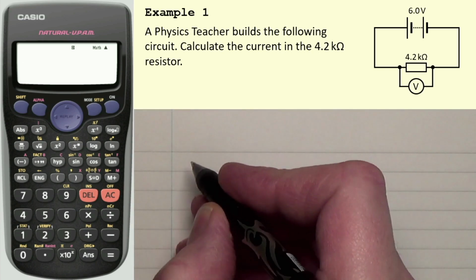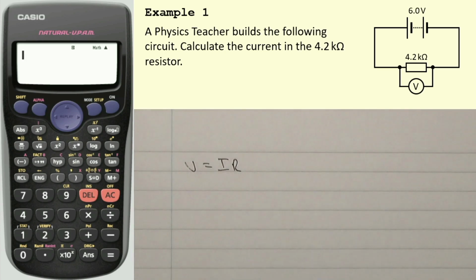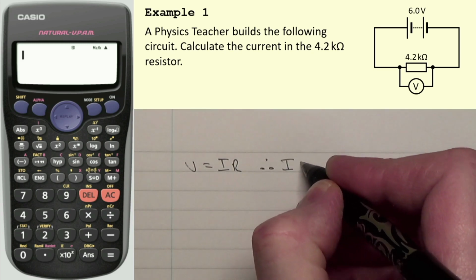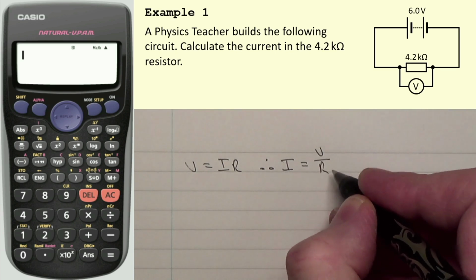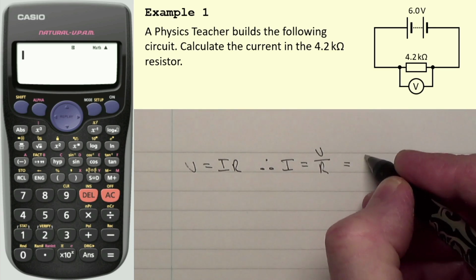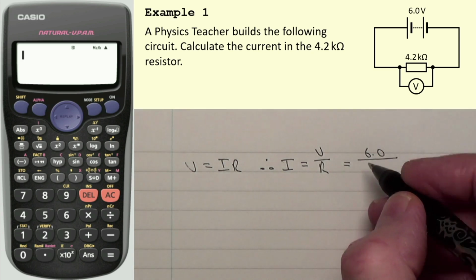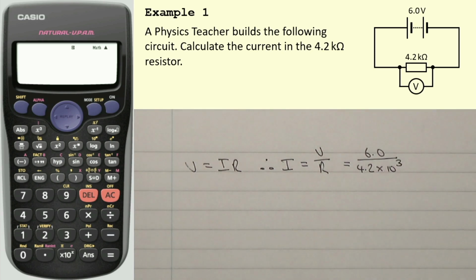Now, if you don't know the equation, don't worry, because I'm going to tell you that we'll be using Ohm's law. V is equal to IR, and I'll rearrange to work out the current: the current I is equal to voltage V divided by resistance R. So that gives us 6.0 divided by 4.2 kilo ohms, which is 4.2 times 10 to the power of 3.